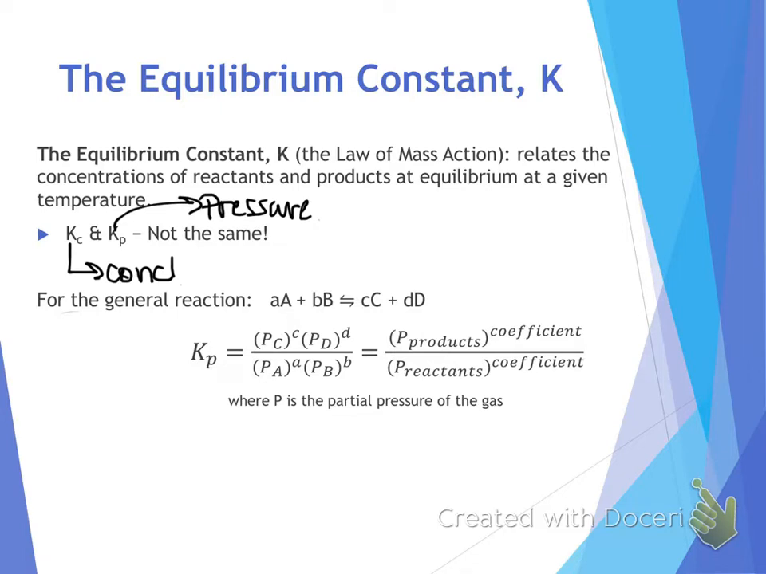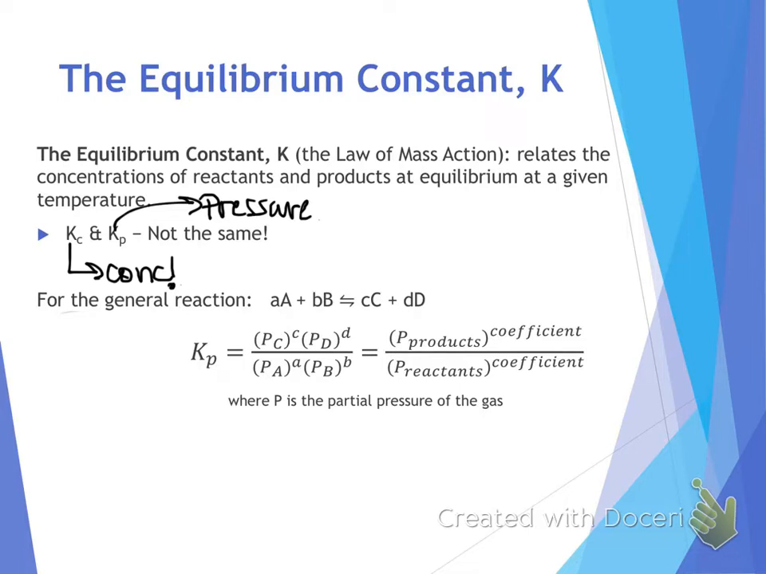For Kp, we plug in pressures. Well, we can only plug in pressures for gases. It's written the same way. It's still products over reactants raised to the power of their coefficients, but it's not concentration of products over reactants. For Kp, it's the partial pressure of products over reactants raised to the power of their coefficients.